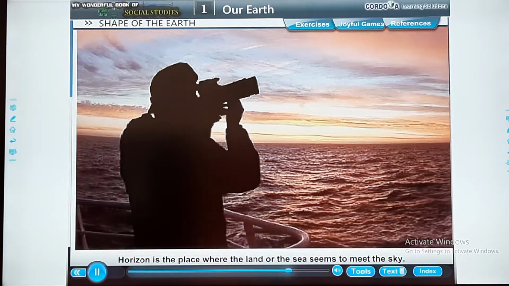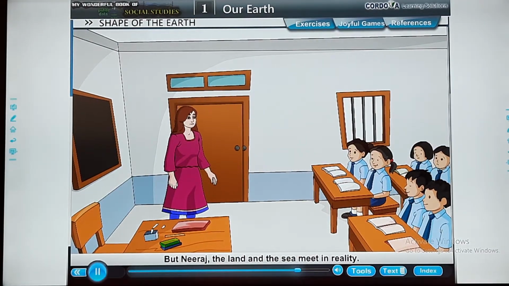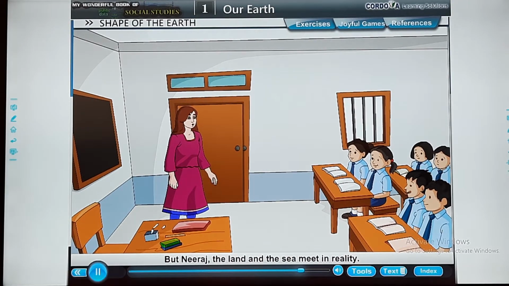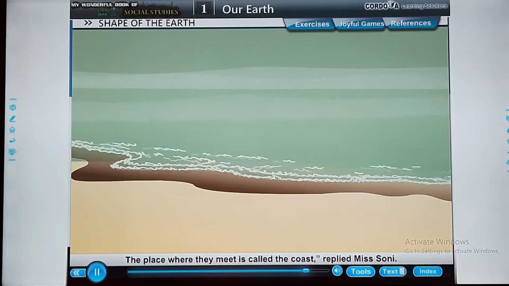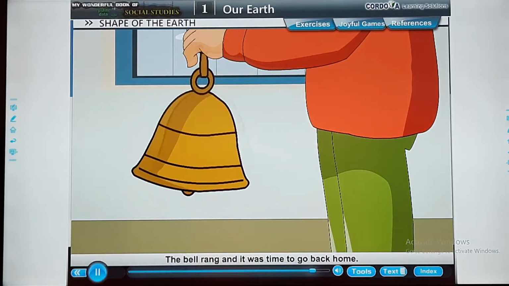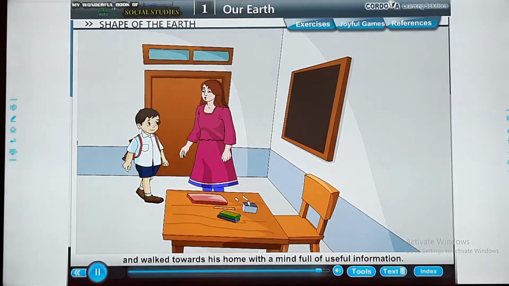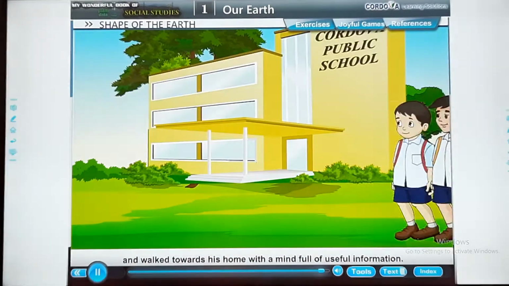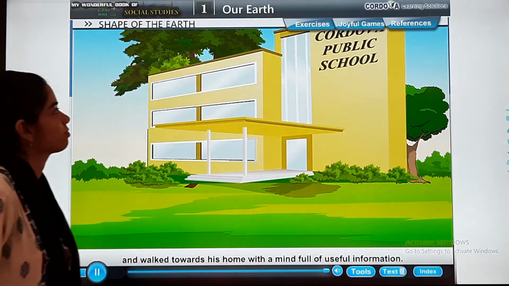Horizon is the place where the land or the sea seem to meet the sky. But Neeraj, the land and the sea meet in reality. The place where they meet is called the coast, replied Sony. The bell rang and it was time to go back home. Neeraj thanked his teacher and walked towards his home with a mind full of useful information.